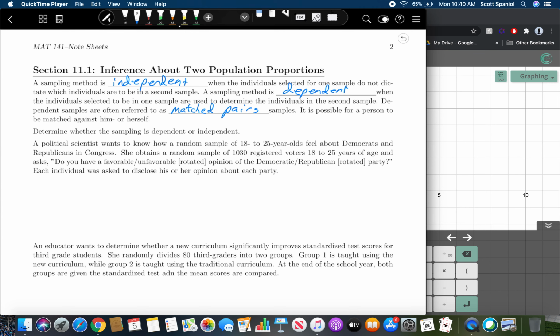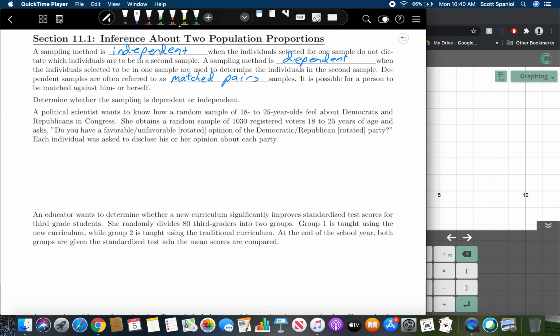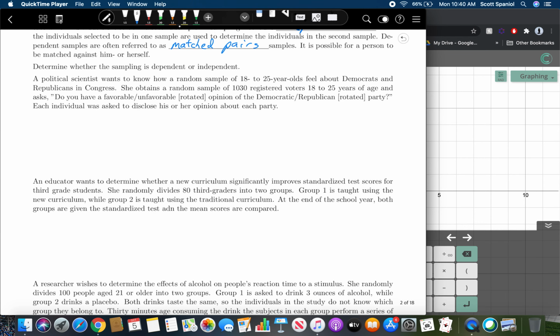Okay, so let's look at some examples to see if we can pick out the difference between independent and dependent. A political scientist wants to know how a random sample of 18 to 25-year-olds feel about Democrats and Republicans in Congress. She obtains a random sample of 1,030 registered voters, 18 to 25 years old, and asks, do you have a favorable or unfavorable opinion of the Democratic Party and the Republican Party? Each individual was asked to disclose his or her opinion about both parties.